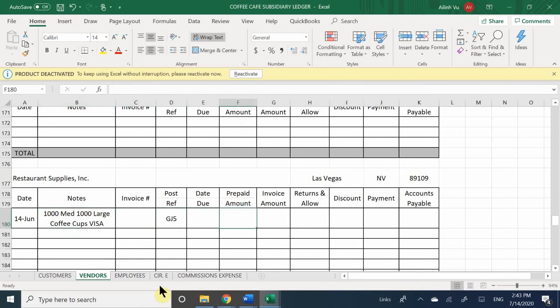Okay, so the invoice amount is going to be for $135.31. And I paid this whole amount with my Visa credit card. So therefore, I owe nothing. Boom. Okay.